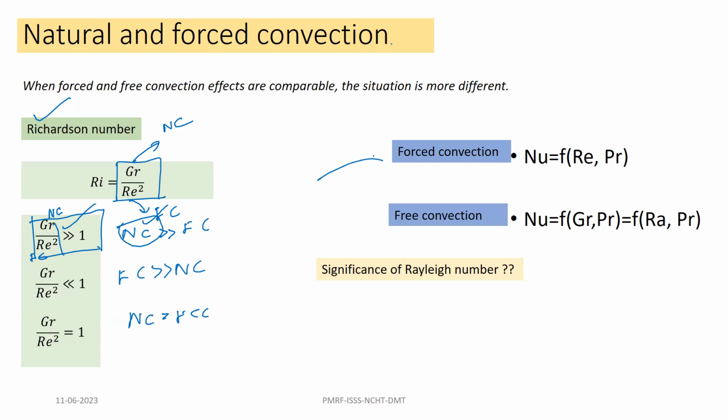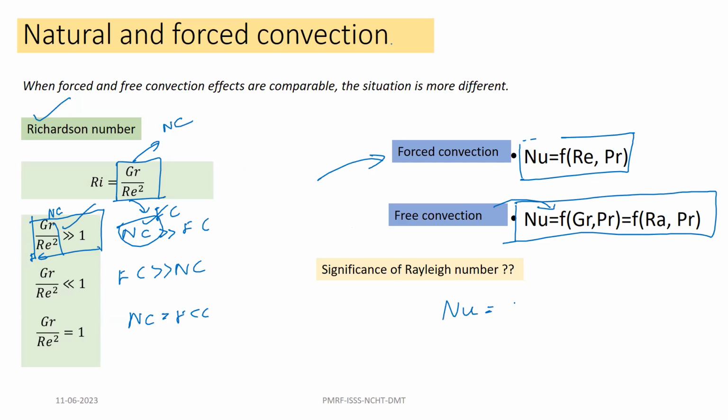Also, please note that in forced convection, Nusselt number is a function of Reynolds and Prandtl number, and in free convection, it is a function of Grashof number and Prandtl number. So when we get correlations, we can simply write C of Reynolds number raised to m into Prandtl number raised to n. So Nusselt number is actually characterizing our heat transfer. In natural convection, we can also write Grashof number, but mostly it is characterized by Rayleigh number.